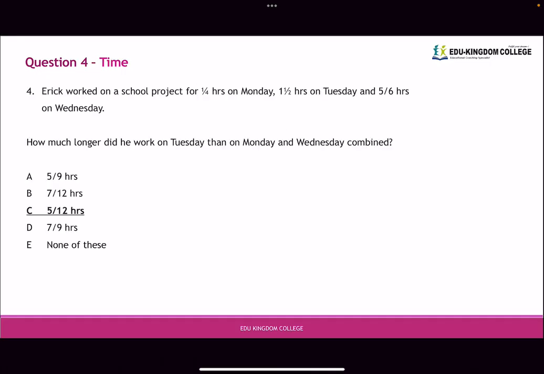Now, Eric worked on a project for 1/4 of an hour, so 15 minutes. 1.5 hours, so 90 minutes, and 5/6 of an hour, so 50 minutes. So Monday plus Wednesday is 65 minutes versus 90 minutes on Tuesday. So on Tuesday, Eric has worked for 25 minutes longer.